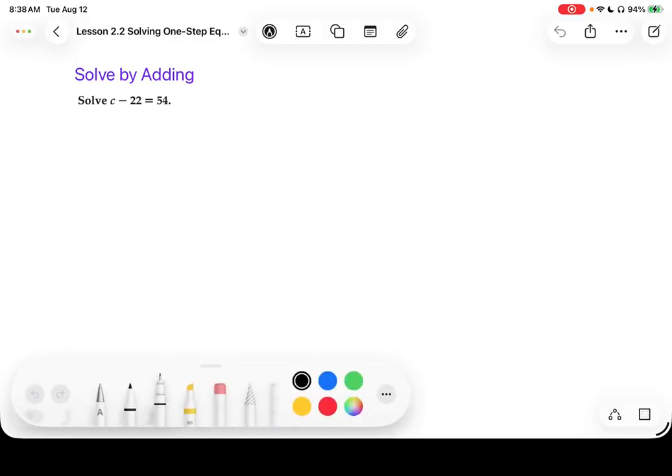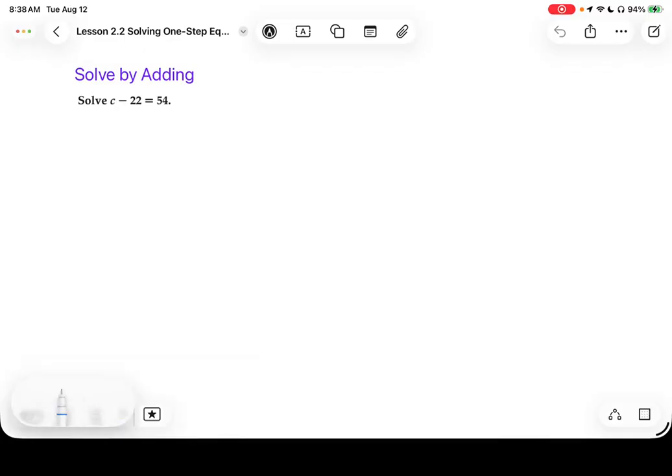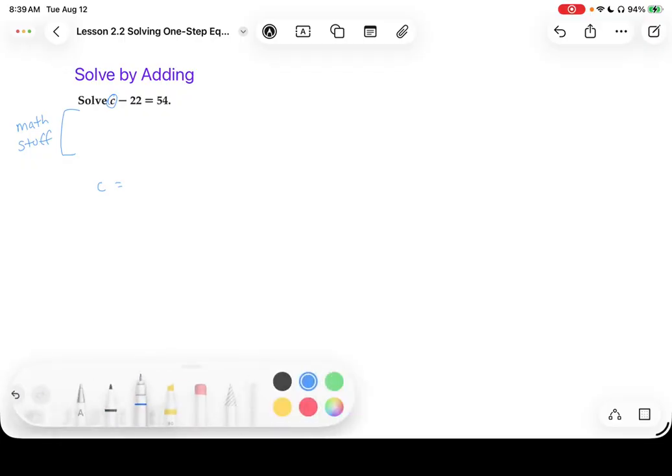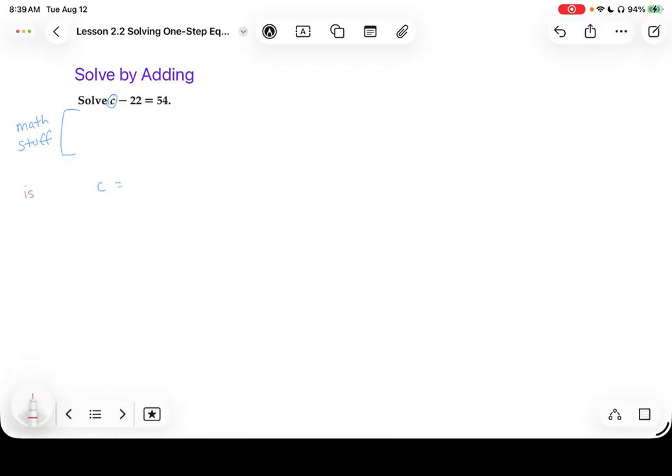When you're solving any equation, what you want to do is find your variable, which in this case is c, and our goal is to do some math stuff. After we do some math stuff, we want to end up with c equals a number. We want to end up with the c all by itself. This is called isolating the variable, which is a really fancy way of saying get the variable all by itself, so that we have the variable on one side of the equation and the number, which is the answer, on the other side of the equation.